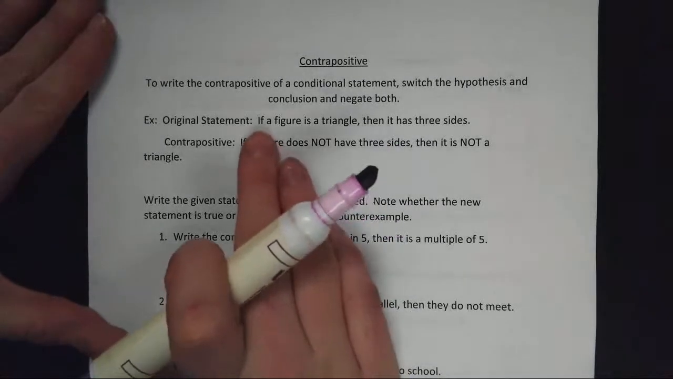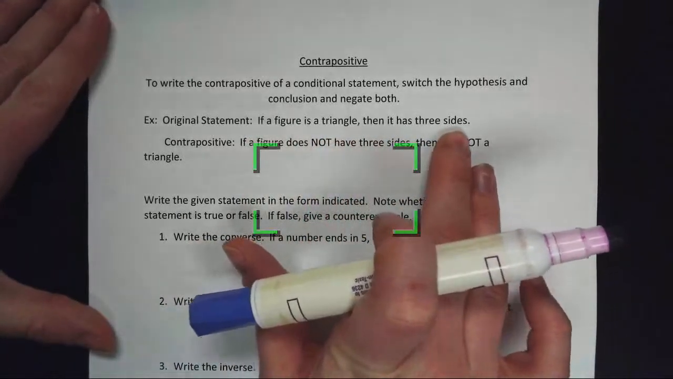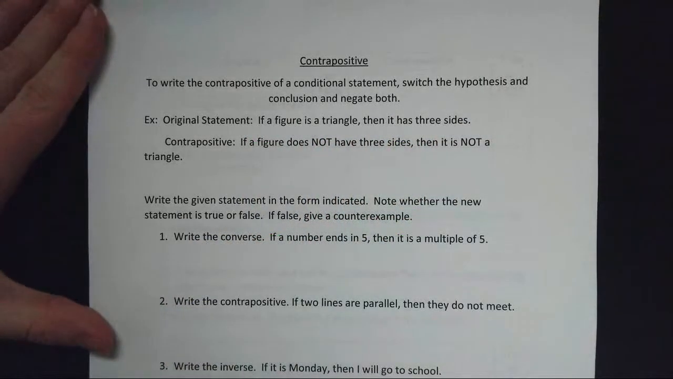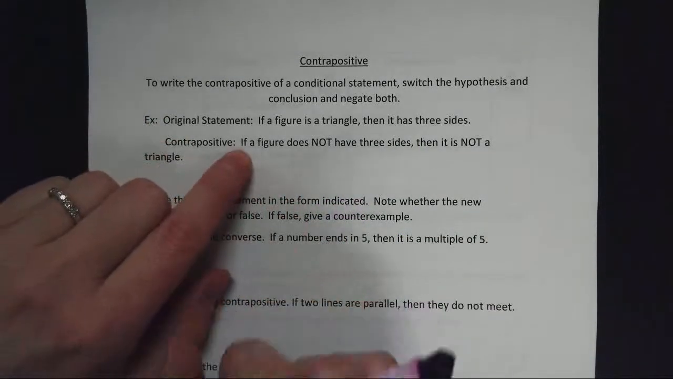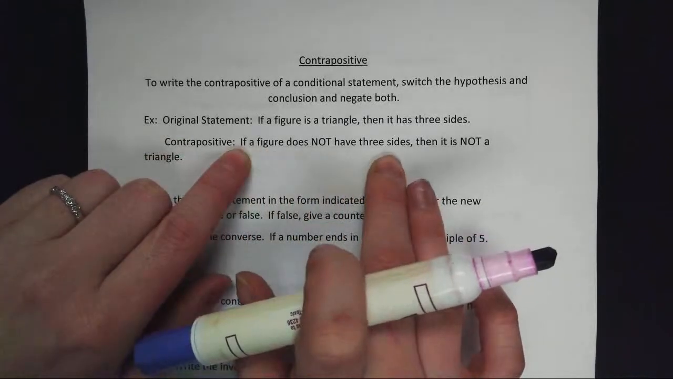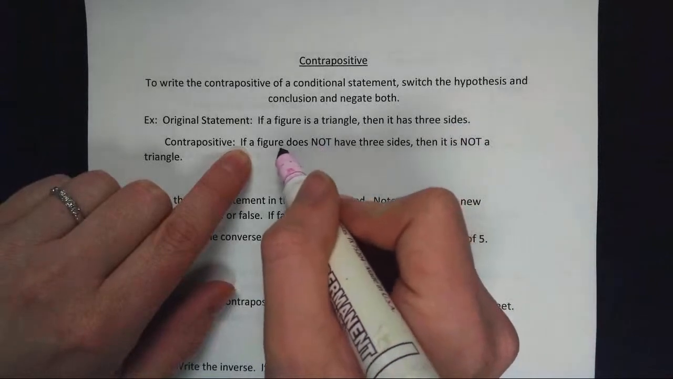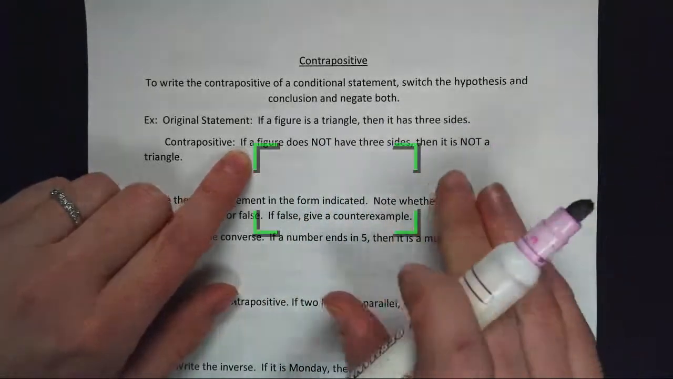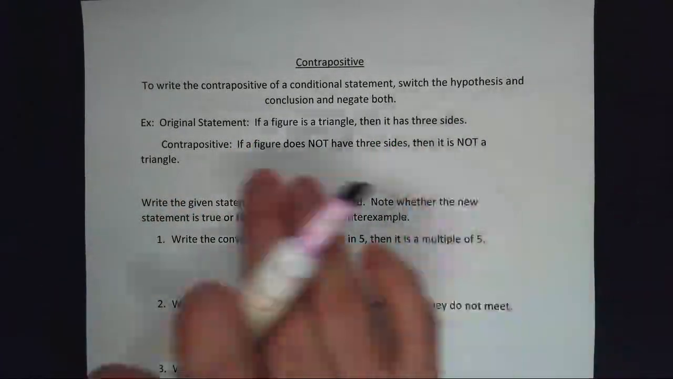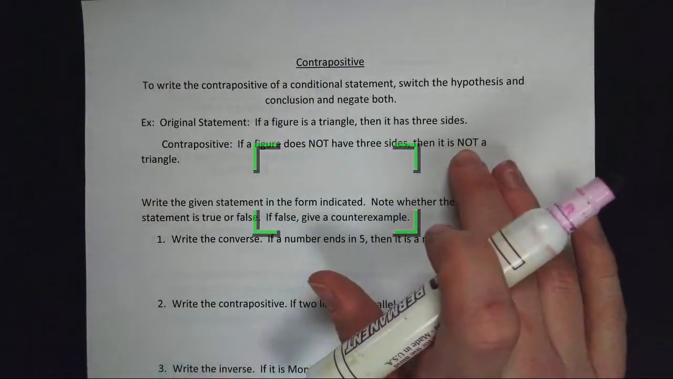So our original statement says, if a figure is a triangle, then it has 3 sides. To write the contrapositive, we switch and negate. So we write if, and then we write the opposite of the conclusion. A figure does not have 3 sides. So see how we've moved the 3 sides part to the beginning and said it's not true. Then it is not a triangle. So we've moved the if part to the end and said the opposite.